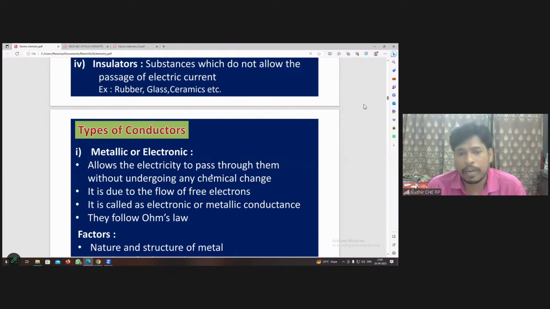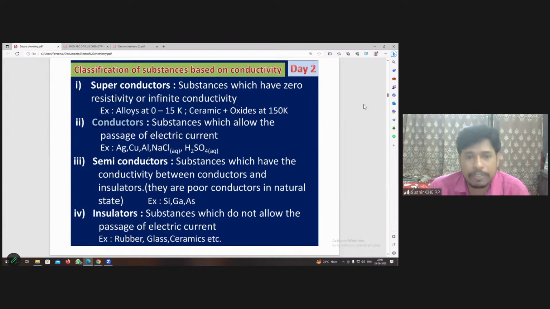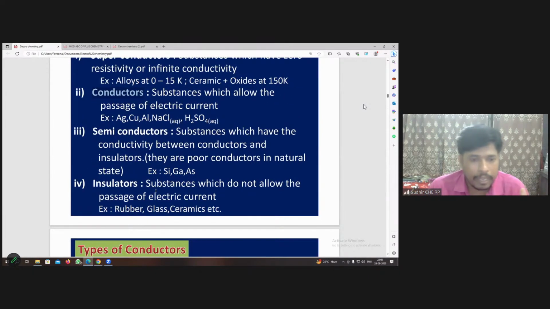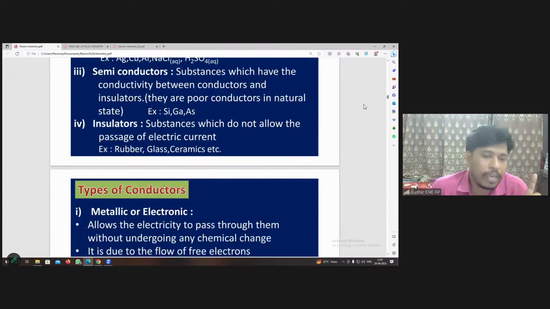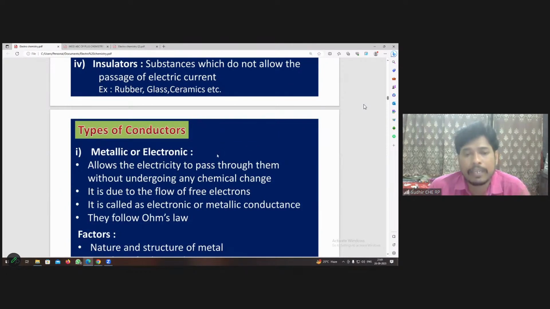If you observe, there are 2 different types of conductors we can see. Don't get confused, this is the classification of substances based on conductivity. Now we are exclusively going to study conductors and how we can classify them. The requirement to classify the conductors into 2 different types is based on their availability in nature. Already we know that different chemical substances exist in element form and in compound form. Right or not?